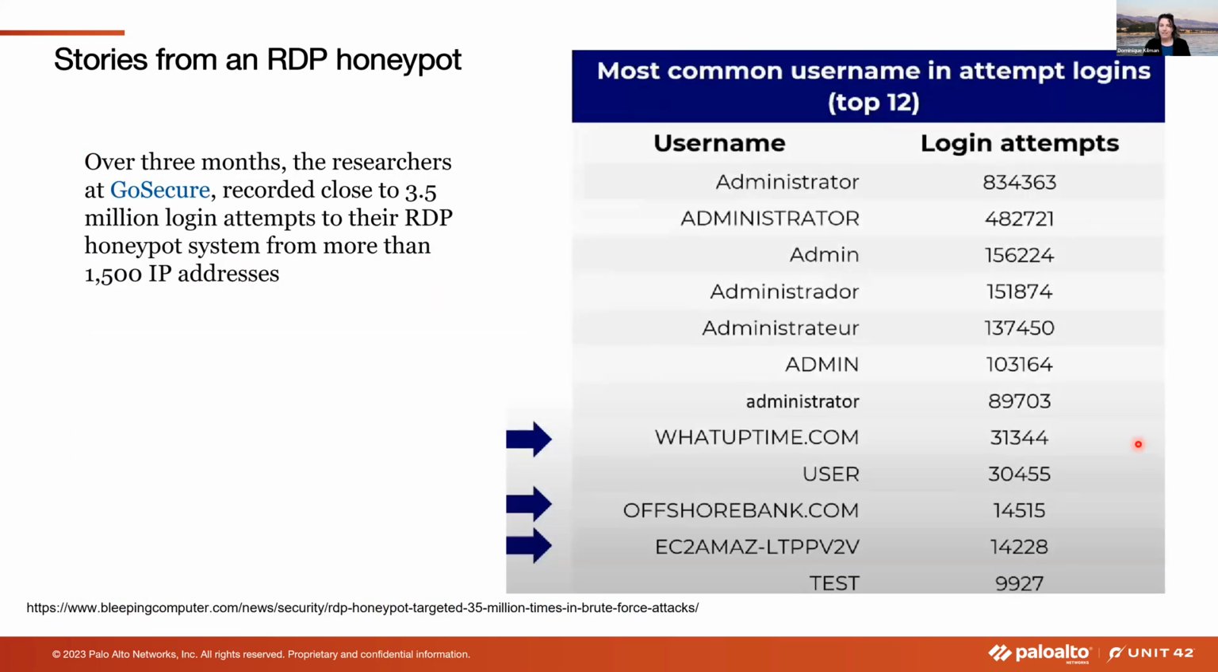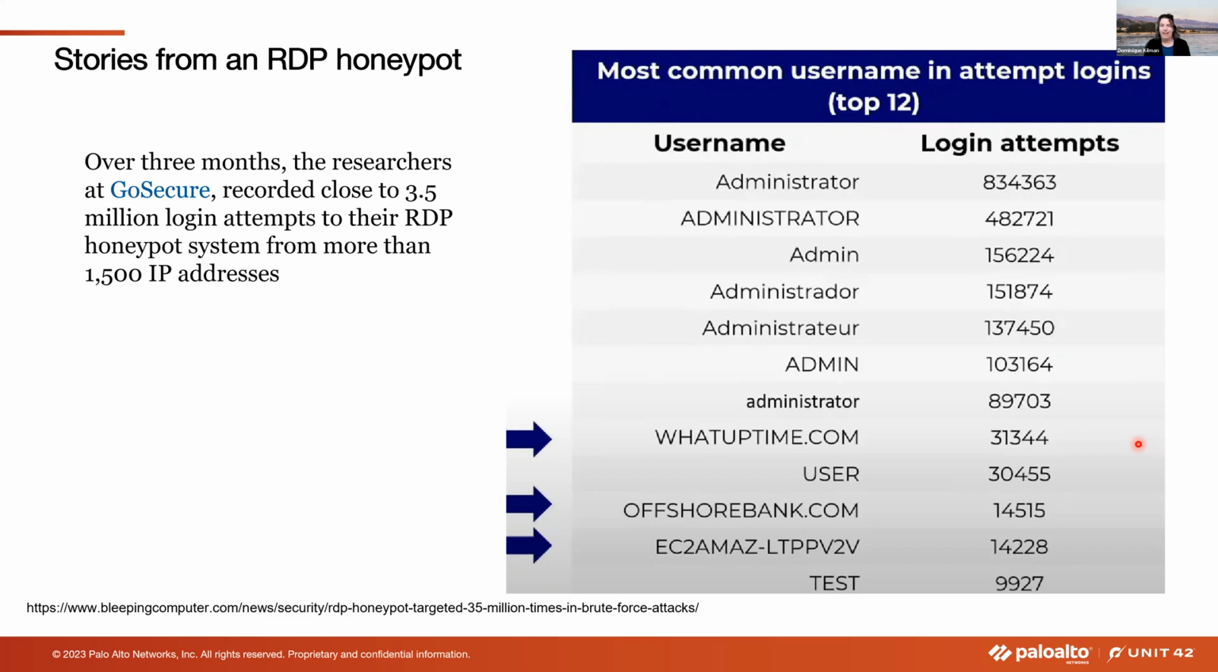RDP honeypot. So there's a set of researchers at Go Secure. They put up an RDP honeypot. It was not well secured, but it was a honeypot. It was intended to collect this information. So between July 1st and September 30th of 2022, 3.5 million login events. So this just tells you in 3 months, that many login attempts, 1,500 IP addresses that they actually saw login attempts from. So it was from all over the place.